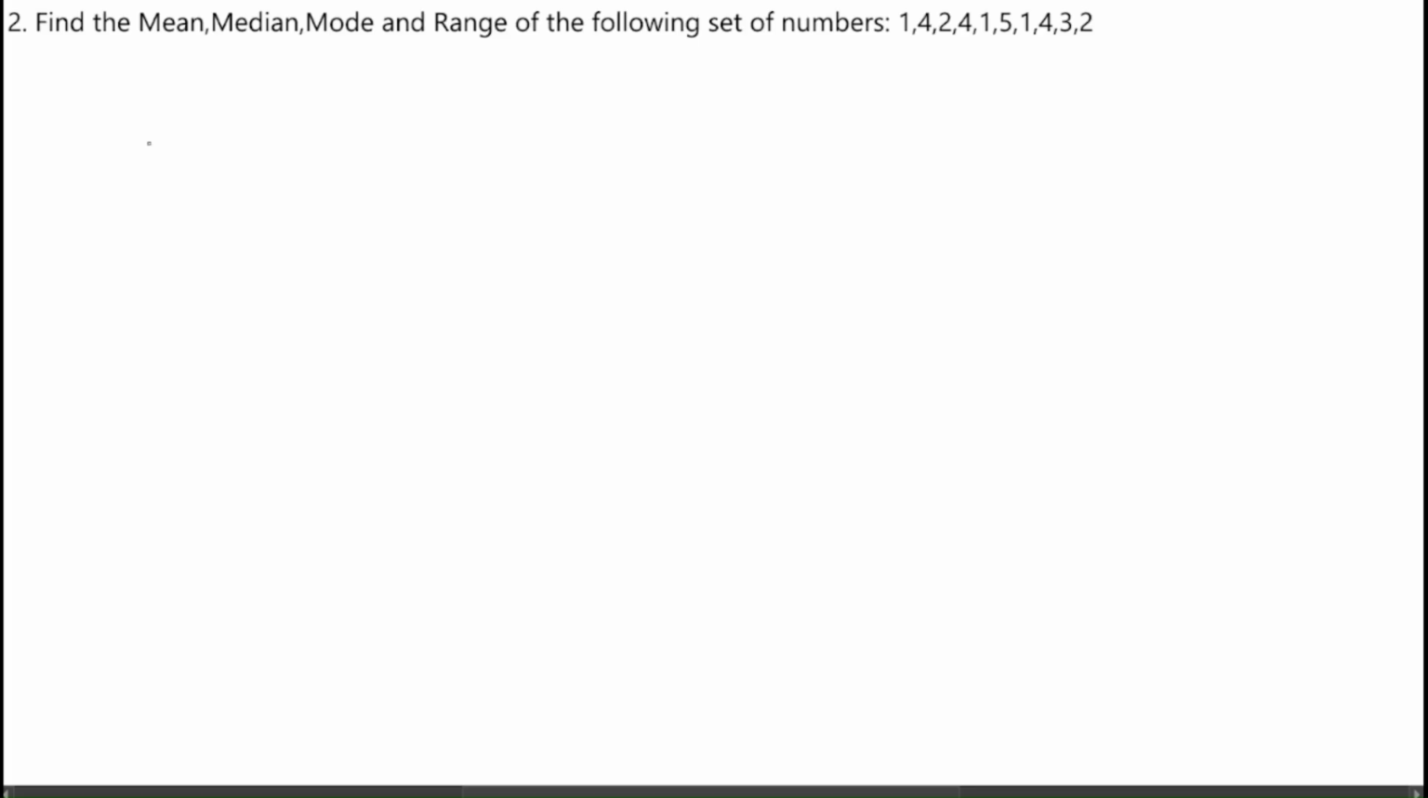So let's move on to question number 2. This is similar but not exactly the same. Let's begin by putting the numbers in order. The lowest is 1. Next is 1. 1, 2, 2, 3, 4, 4, 4, and 5.